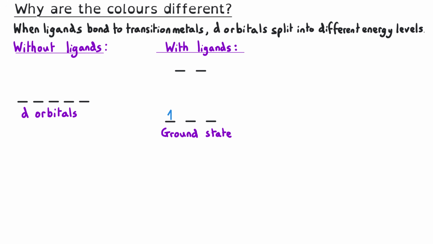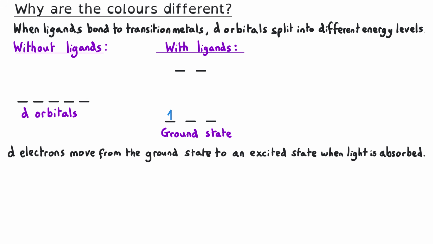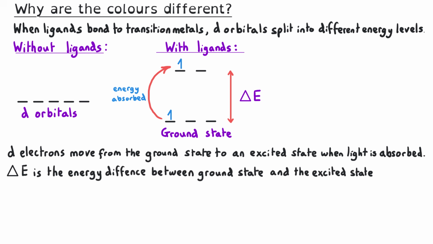Any electrons in the D subshell will exist in the lowest energy state, and this is called the ground state. D electrons will move from the ground state to an excited state when light is absorbed. And the light absorbed needs to give the electrons enough energy to move from the ground state to the excited state. Delta E is the symbol for this energy difference between the ground state and the excited state.